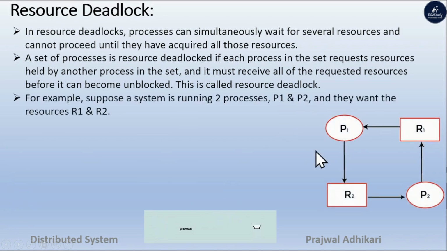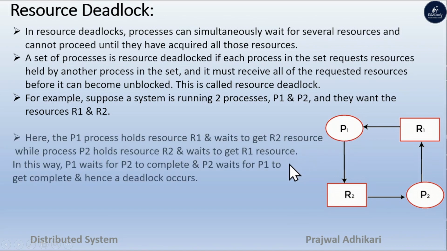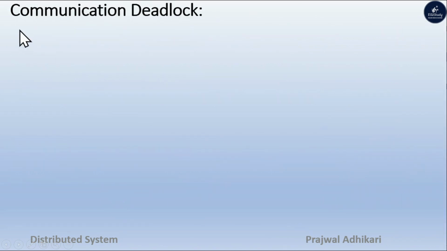For example, suppose a system is running two processes, P1 and P2, and they want the resources R1 and R2. Here, the P1 process holds resource R1 and waits to get resource R2, while process P2 holds resource R2 and waits to get resource R1. In this way, P1 waits for P2 to complete and P2 waits for P1 to complete, and hence a deadlock occurs.